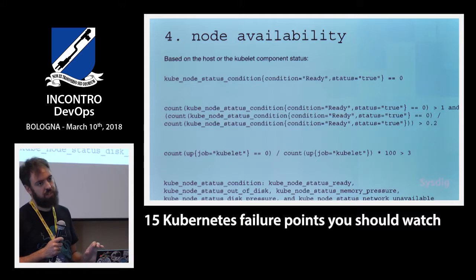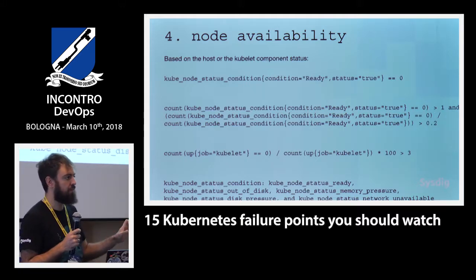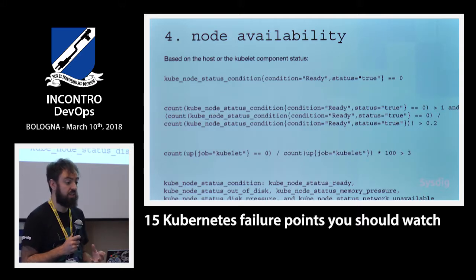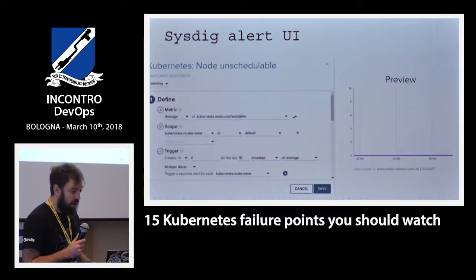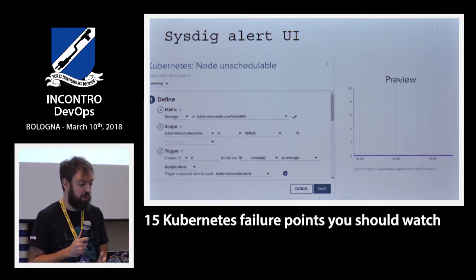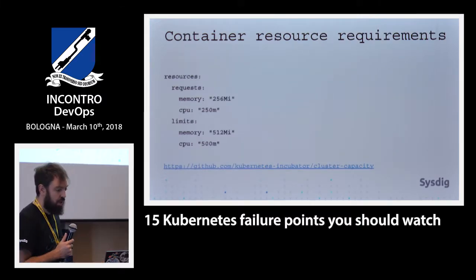All those different metrics in earlier versions of kube-state-metrics were different metrics. Now all of them have been consolidated in one single metric, which is node status condition, and then we apply different labeling. We can also use the UI. This is the Sysdig alerting UI to create this alert. I don't care what you use.